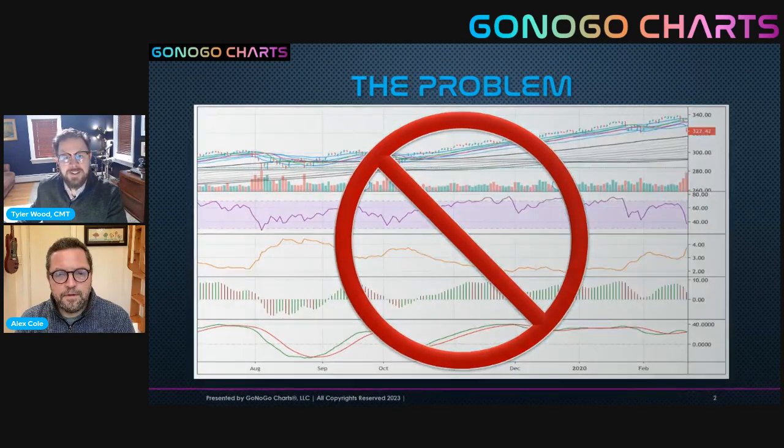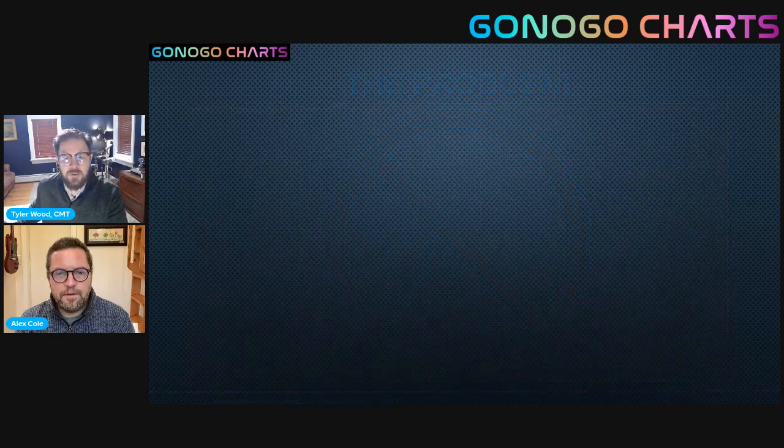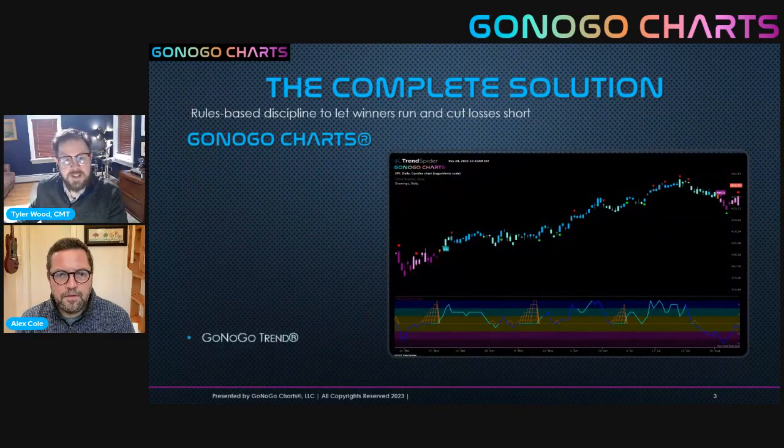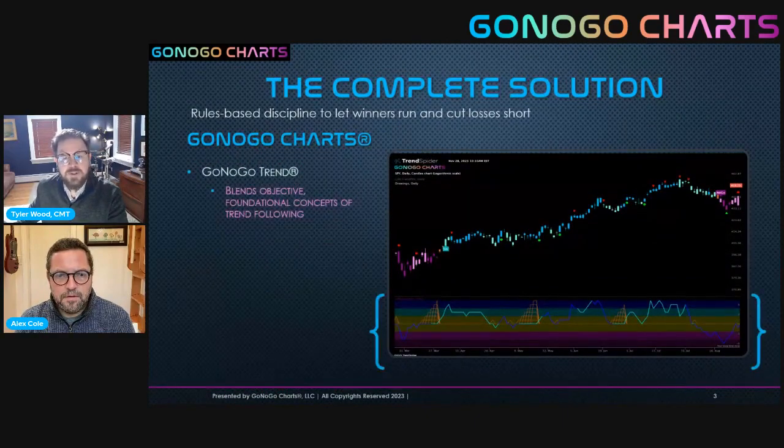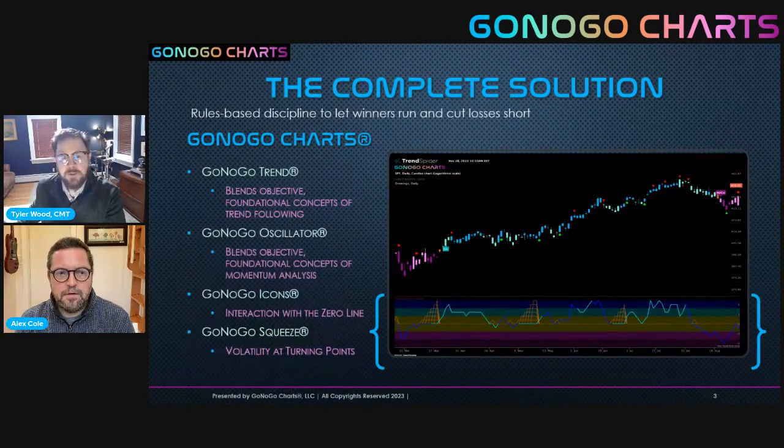So as we talked about in our last video, we have a complete solution from GoNoGo Charts that includes the concept of trend identification, all of those powerful tools to see price action when it's in a trend and what direction and strength it has. We talked about the GoNoGo Oscillator, the idea of blending multiple momentum ideas and concepts as well as volume into a single panel below our price panel.